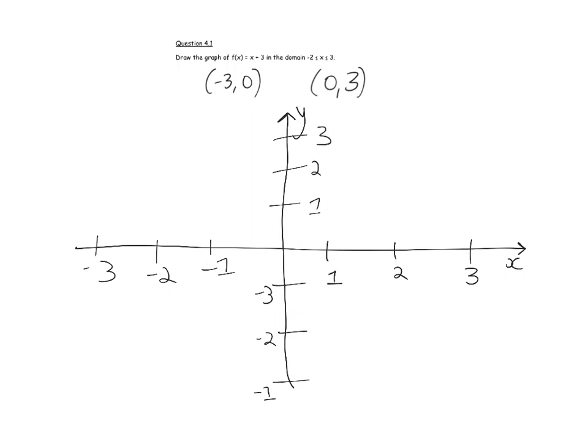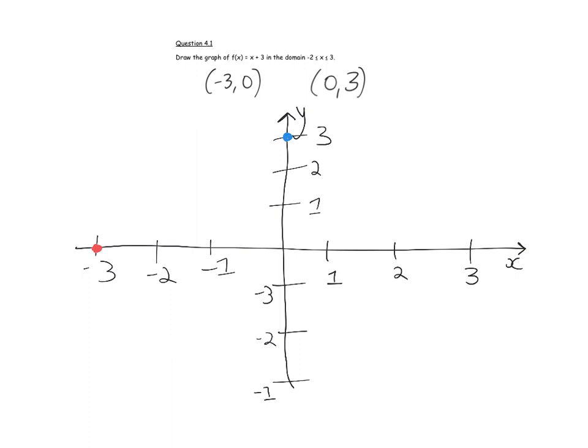Now, then all we have to do is plot the points. So for this one here, it's minus 3, 0. So we come across minus 3 and we go up 0, which stays the same. So this is the point where it intersects the x-axis. And then we have to plot the other point, which is 0, and we go up 3.